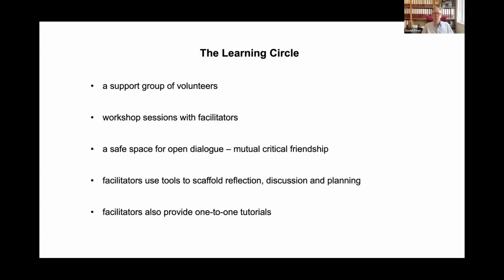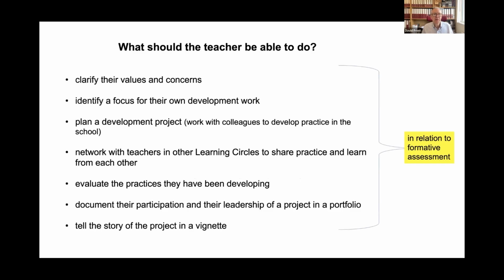So the Learning Circle plays such a key role because it's a group of volunteers where they can talk together, have workshop sessions with the facilitators in that safe space, a safe space for open dialogue, where people can be critical friends to each other and they feel safe to do that. And the facilitators can use the tools that we've been providing for facilitators so that the discussion, the reflection and the planning is scaffolded. It's made easier for people within the workshops.